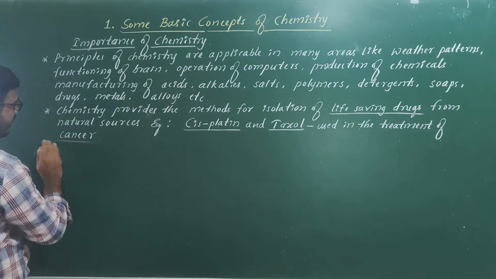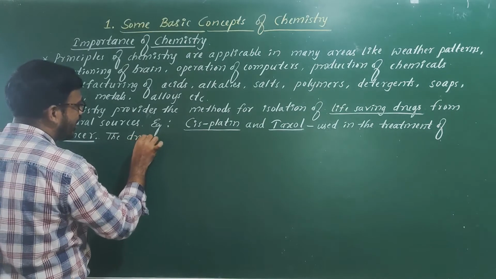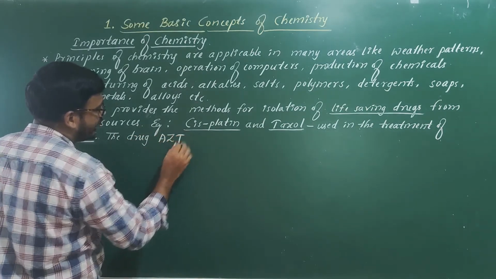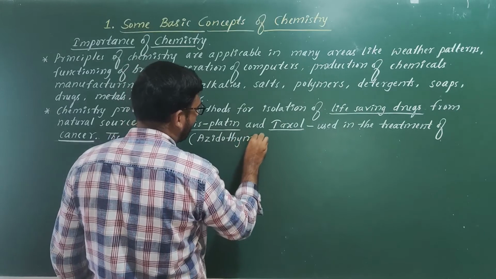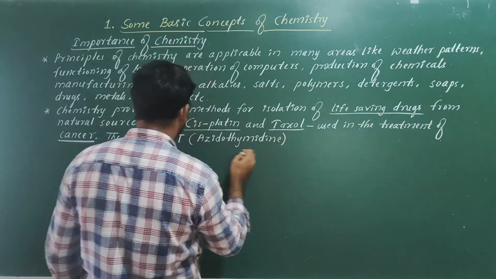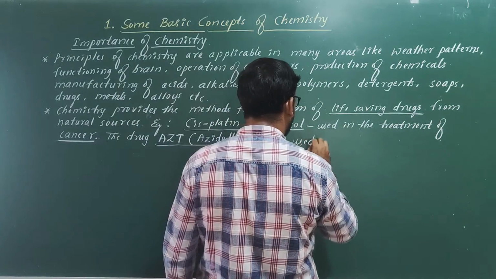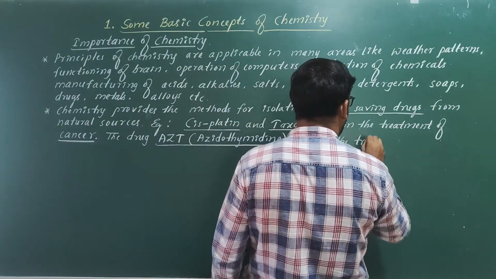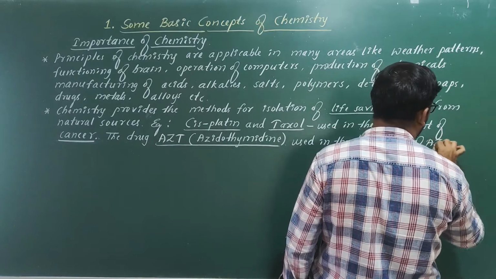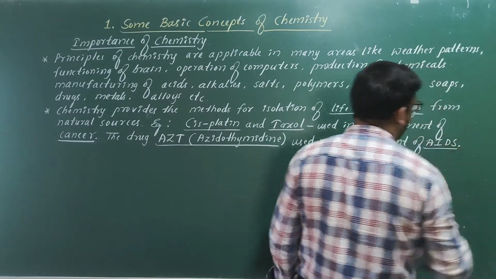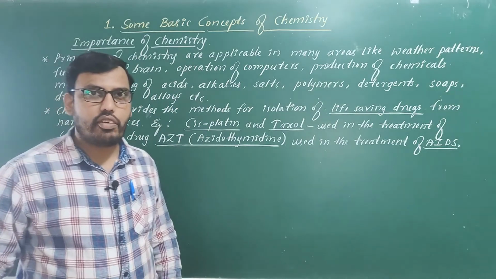So we have one more drug, the drug AZT. I have told you about AZT. That is the short form of azidothymidine. This is the drug used in the treatment of AIDS. This drug is useful in treating AIDS patients. That's why, once again, it is a life-saving drug, what we can call.